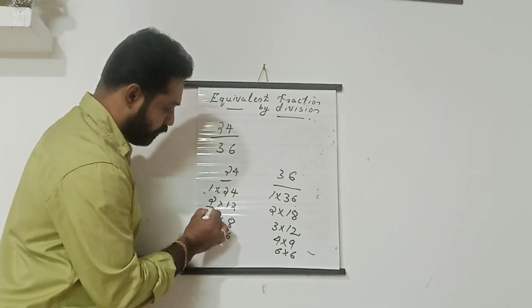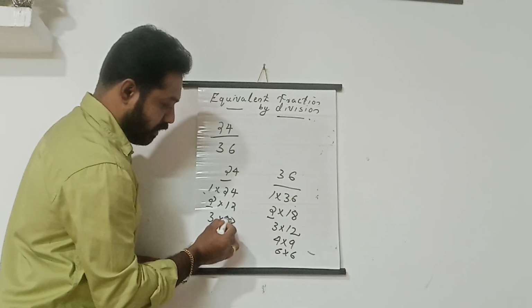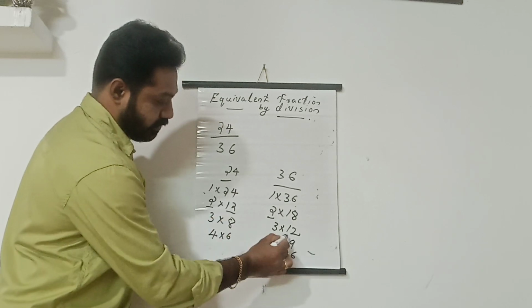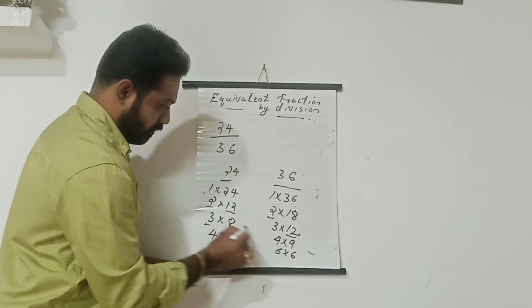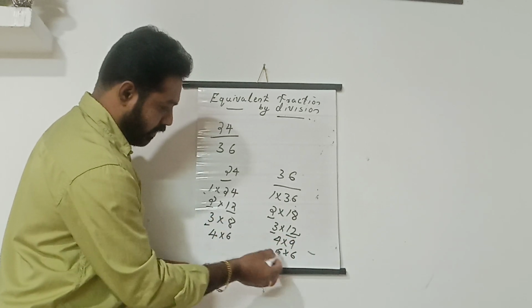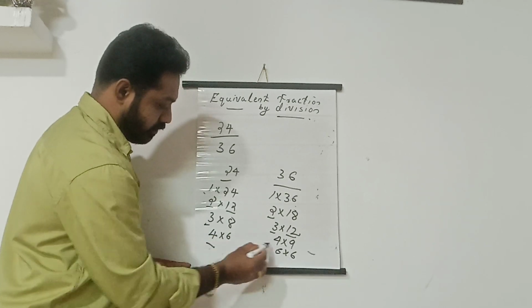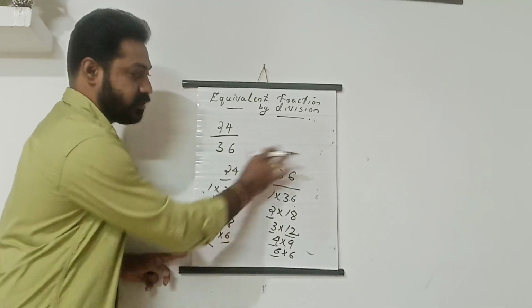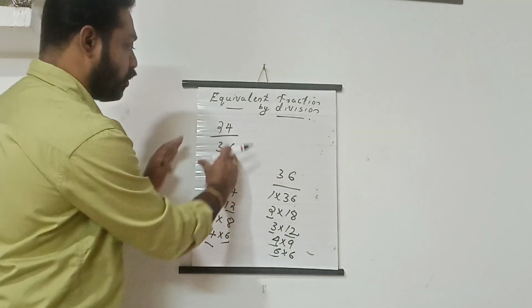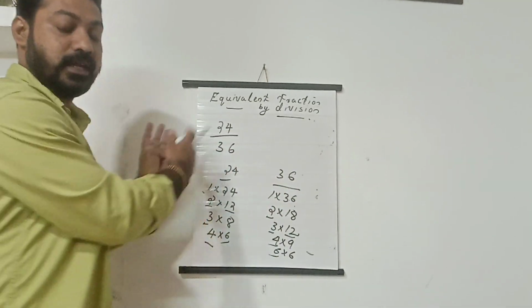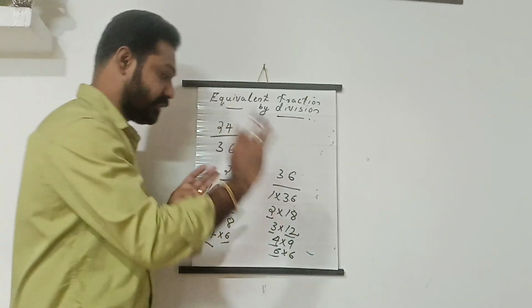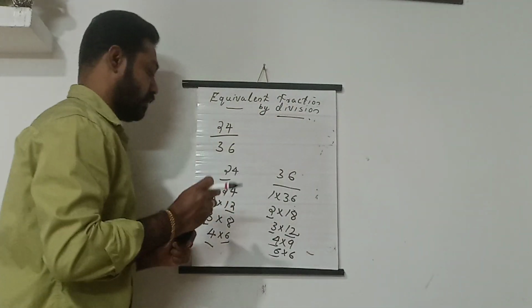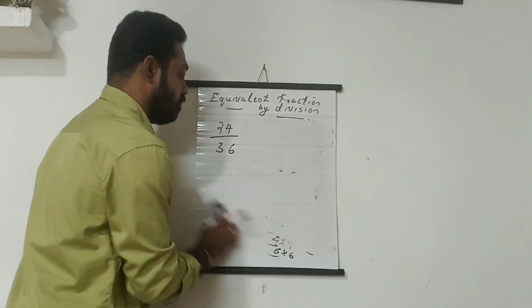Then 12 is there, isn't it? Then 3 is here. 8 is not there. 4 is there. Then 6. So these are the common factors. Just write the common factors. Then divide both numerator and denominator by these common factors. You will get the other answers. Just try it. So this is the way we have to find out by division.